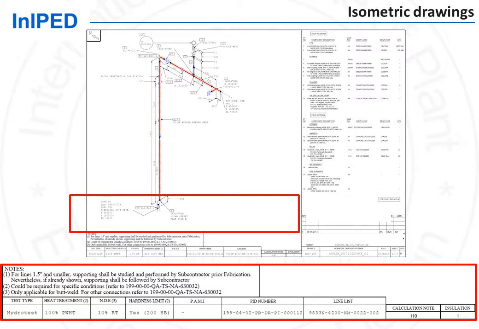They also must show all information required during the fabrication of the line, including types and extent of non-destructive examination, if any post-weld heat treatment must be done, the applicable paint code.